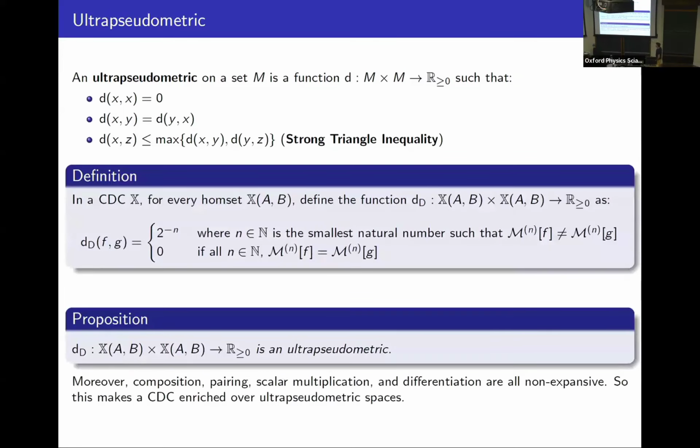For any CDC, I can define an ultra pseudometric on my homsets by defining the distance between two maps f and g as 2 to the minus n, where n is the smallest natural number where the Taylor monomials of f and g are not equal. So it's the first time where their Taylor series become different. It's going to be equal to 0 if all their Taylor monomials are equal, in other words, if their Taylor series are equal. And this gives us that every CDC is enriched over ultra pseudometric spaces.